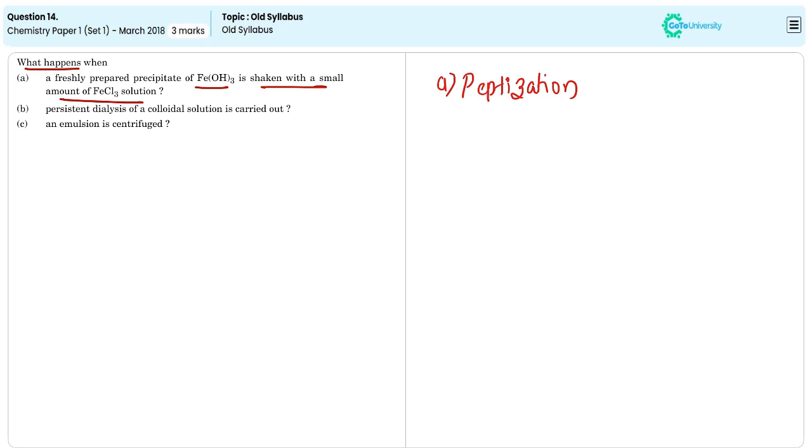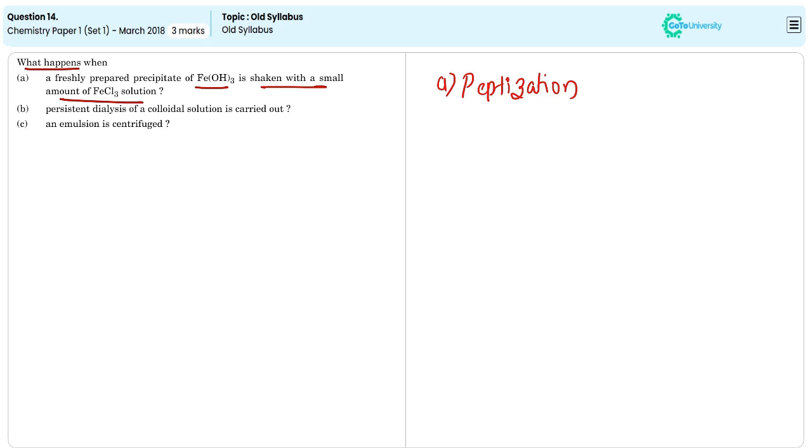When it interacts with iron chloride, the iron chloride solution introduces Fe3+ ions into the system. These ions interact with the iron hydroxide precipitate. The presence of Fe3+ ions from FeCl3 causes the aggregation of ferric hydroxide particles to break down into smaller, more stable colloidal particles. This process converts the precipitate into a colloidal solution.